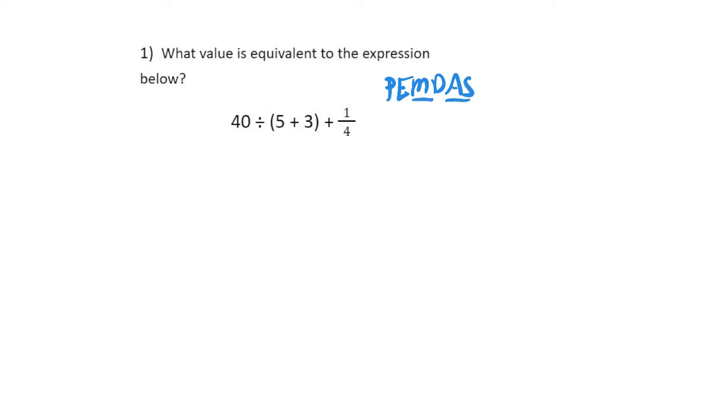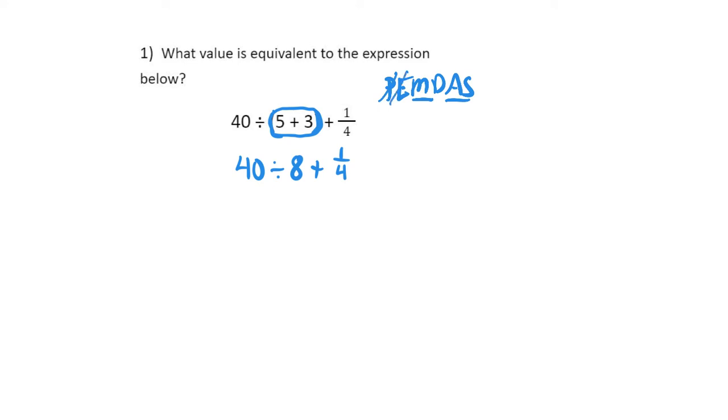First is P for parentheses, and we've got parentheses right here. So our first step is going to be 5 plus 3. So we copy everything outside of our circle, 40 divided by 5 plus 3 is 8, plus 1/4, copy. Okay, parentheses are done. Exponents, we're not going to have any of those in 5th grade.